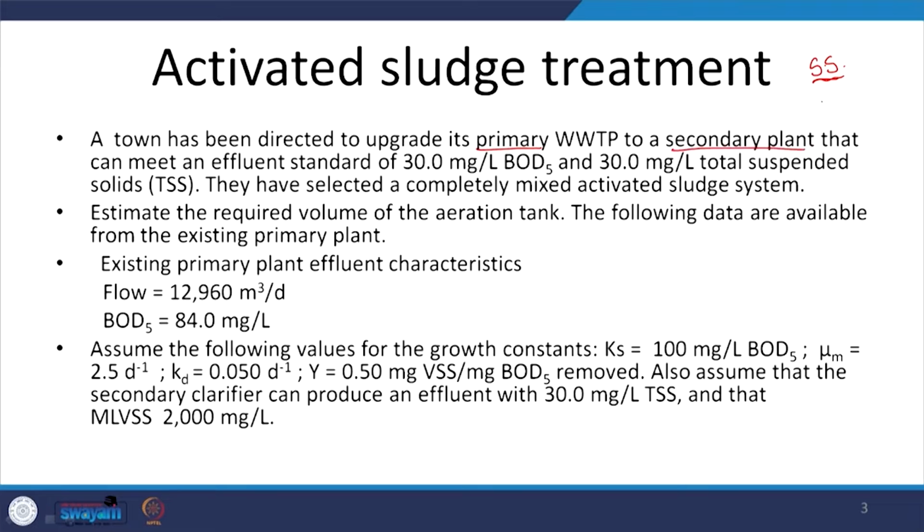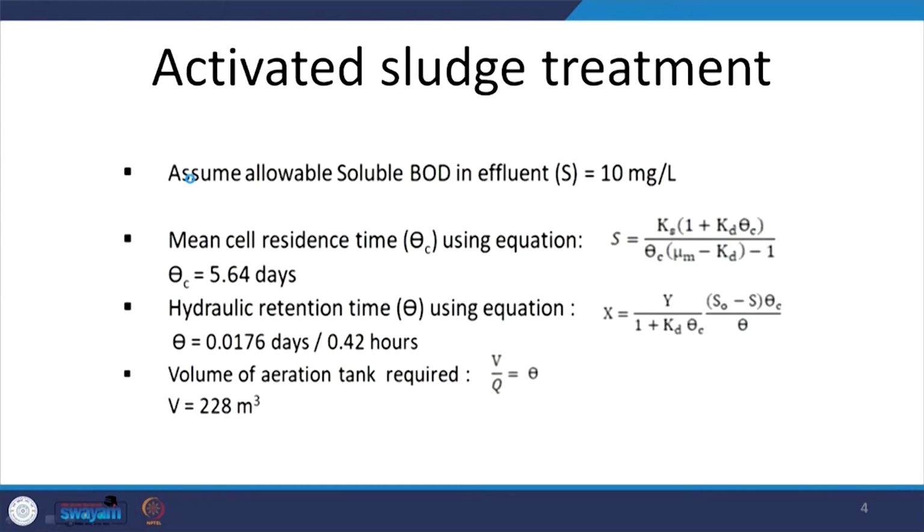In a secondary plant, we are trying to remove most of the soluble COD or the soluble organics, so that it can meet an effluent standard of 30 milligram per liter of BOD5, and 30 milligram per liter of total suspended solids. So, the way I wanted the TA to do this, I did not want to look at this. Hopefully, that was taken into account.